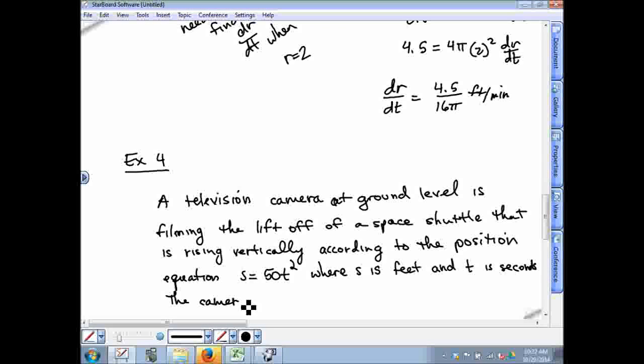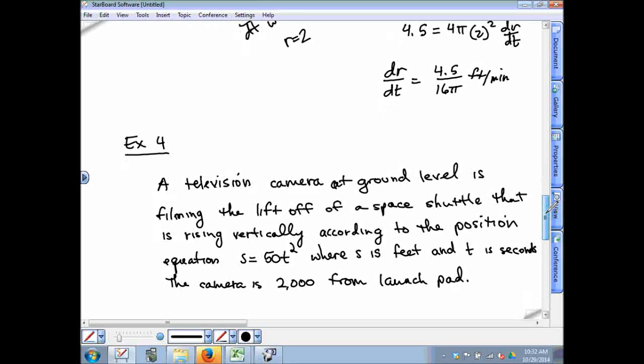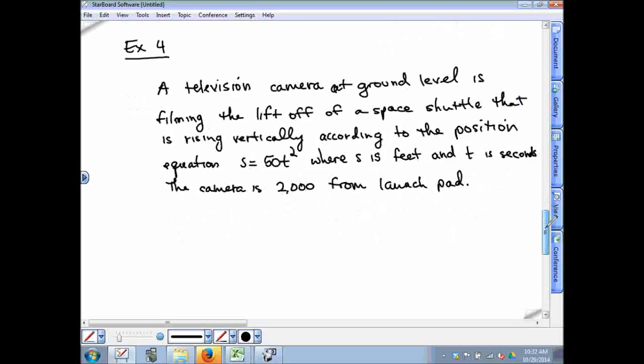The camera is 2,000 feet from the launch pad. Wow, this is an involved problem.